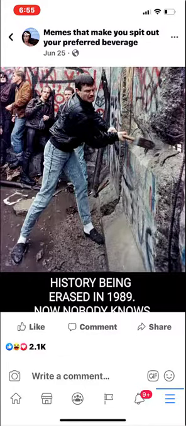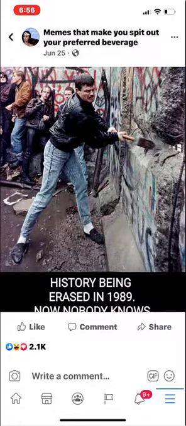Okay, so you get to Facebook and you see a picture like this one. And you see some guy hammering some wall and it says this is history being erased in 1989, and you don't know exactly what is happening except that he's hammering evidently in the morning and probably in the evening, probably all over this land, but you don't know why. So here's what you can do.